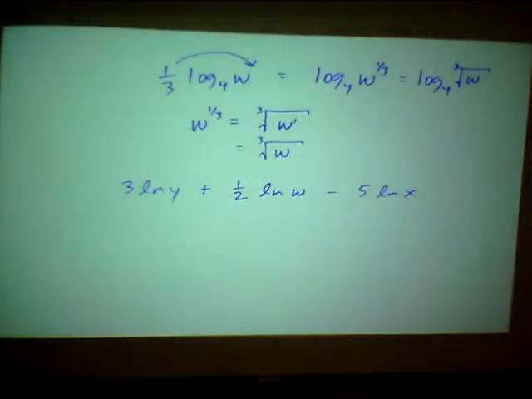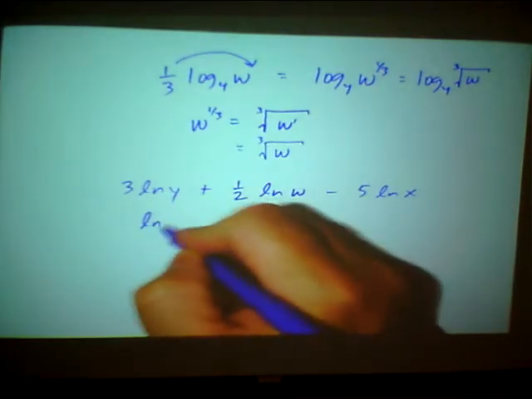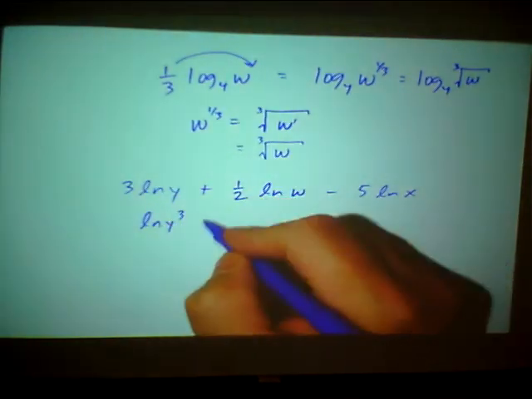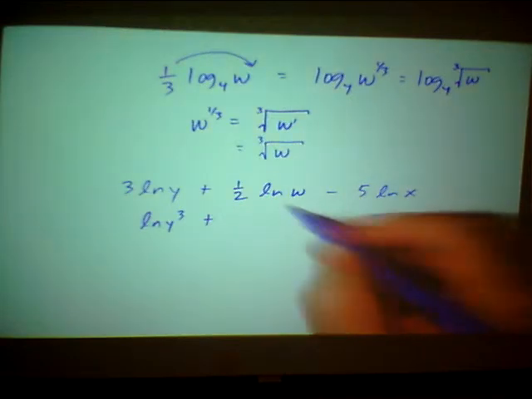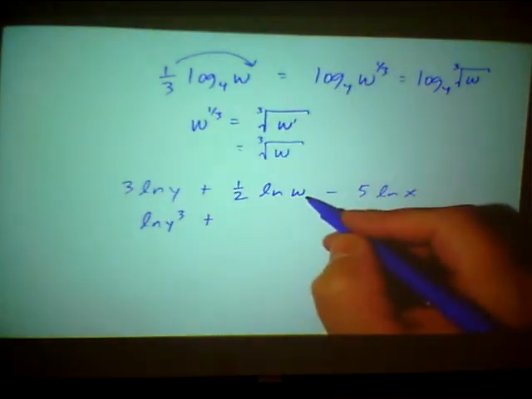So 3 log terms. I'm adding and then subtracting 1. They all have coefficients. I want to combine those into 1 log. First step is get rid of the coefficients. So I say, well, natural log of y cubed plus, now this is going to be natural log of w to the 1/2.